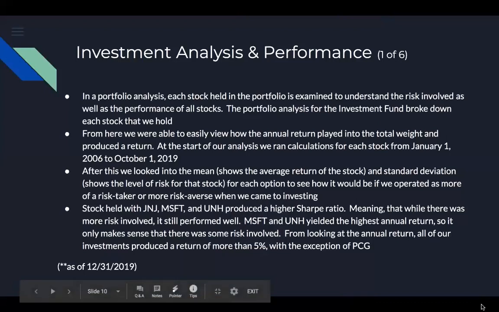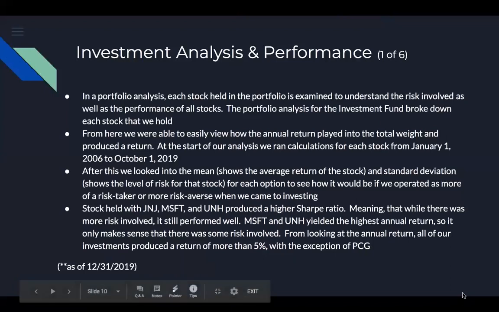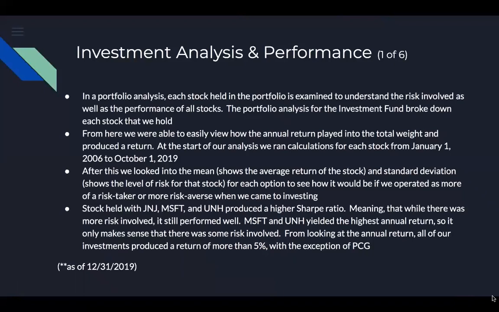As part of the analysis, we went ahead and developed 3 different portfolios, one for a risk-averse investor, one for a risk taker, and then one based on the Sharpe ratio. And given that we are concerned about risk for our investment fund, we were more focused on the risk-averse portfolio. And with all the stocks held in our portfolio, we found that Johnson & Johnson and Microsoft had a higher Sharpe ratio, and this meant that these stocks were more risky. However, these stocks also yielded a higher return, which is sort of a justification for the higher risk.